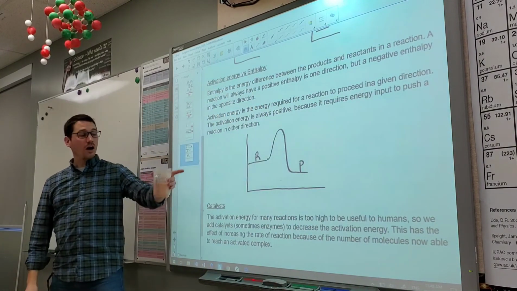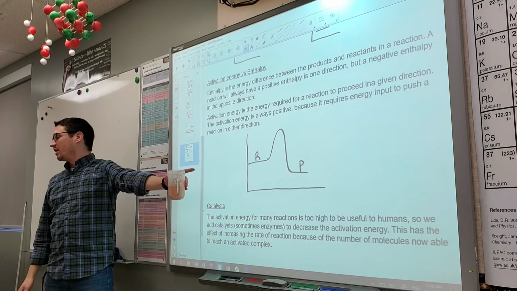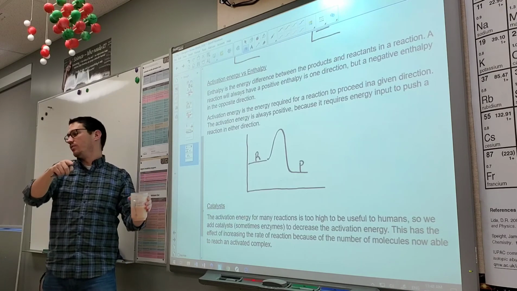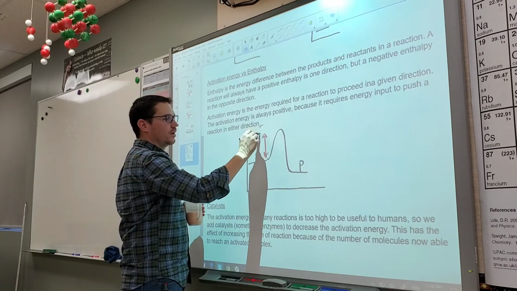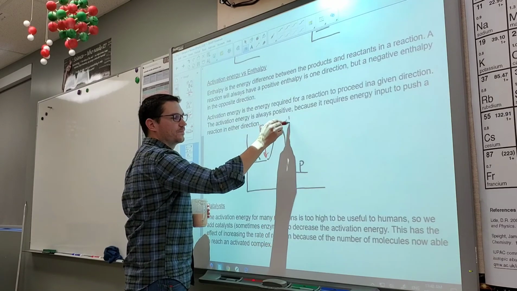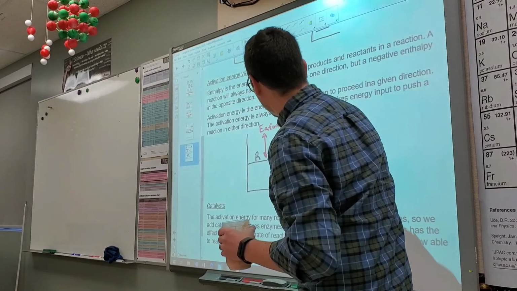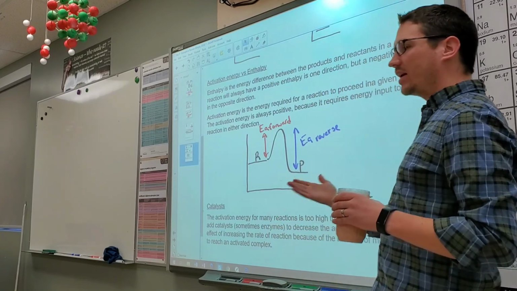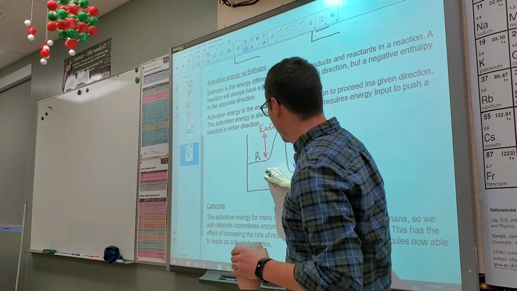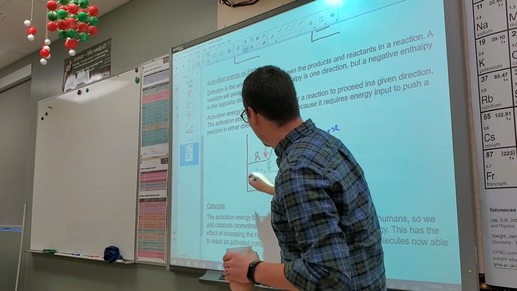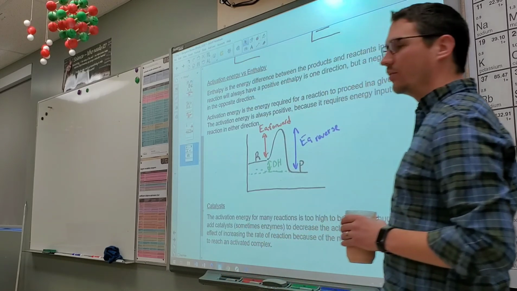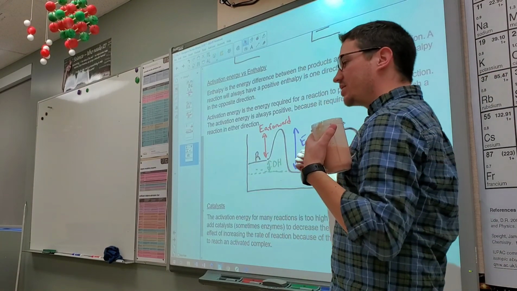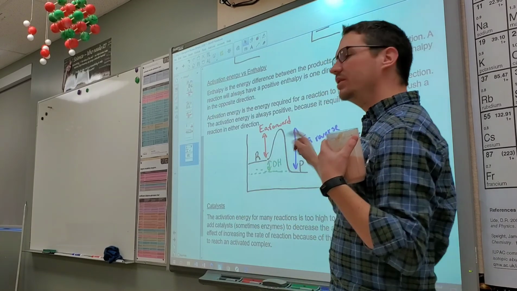Energy. There are 2 different activation energies here, one that way and one that way. If they don't specify, which one are they talking about? The forwards direction. So this is the activation energy, the EA forwards, and this is the EA in the reverse direction. Where's the enthalpy? How do I calculate enthalpy here? Good. It's from here. That's the enthalpy, right? So the enthalpy is going to be negative in one direction, but positive in the other direction. And you're going to have 2 different activation energies.